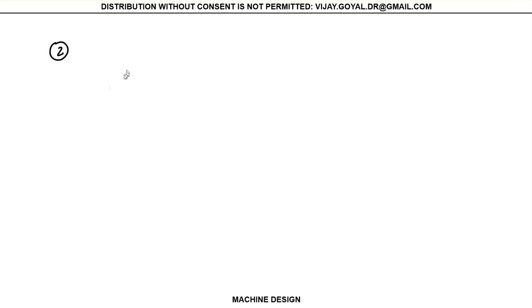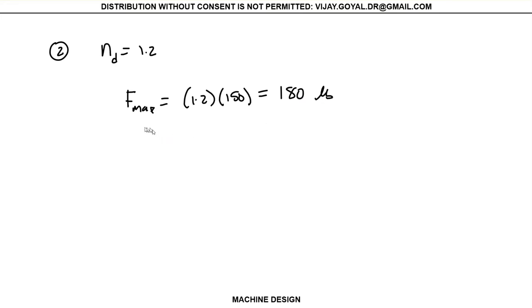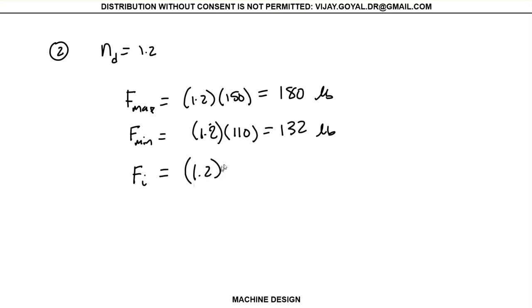The next item is to apply your load factor, 1.2. The problem doesn't state anything, so we would just apply the standard load factor. So your F maximum is going to be 1.2 times 150. So the load that we will be using for analysis is 180 pounds. F minimum would be 1.2 times 110, this is 132 pounds. And then Fi is going to equal 1.2 times 50, and that will give you 60 pounds. So these are the loads that we use in our analysis.